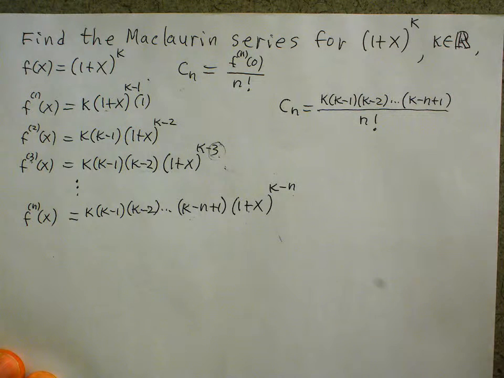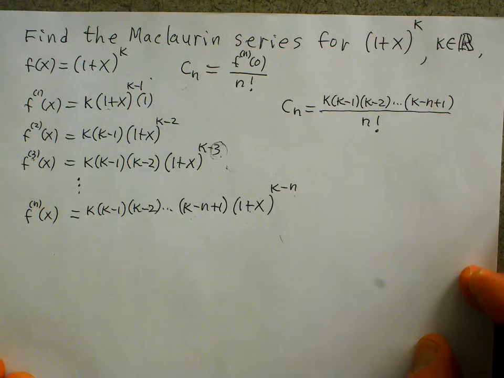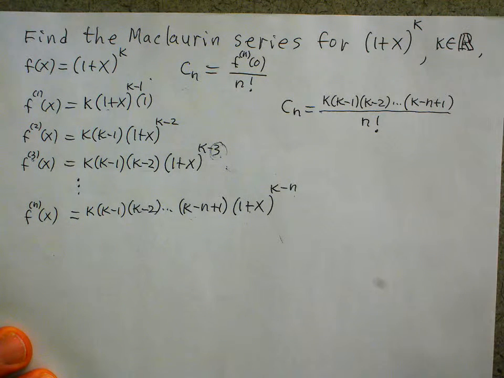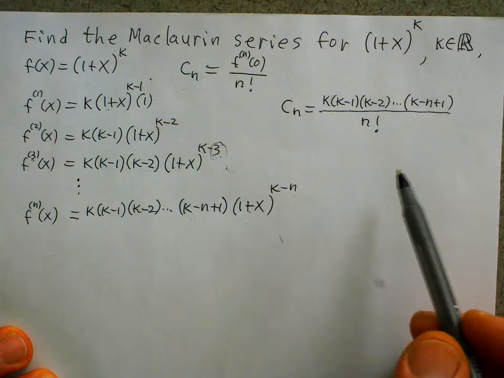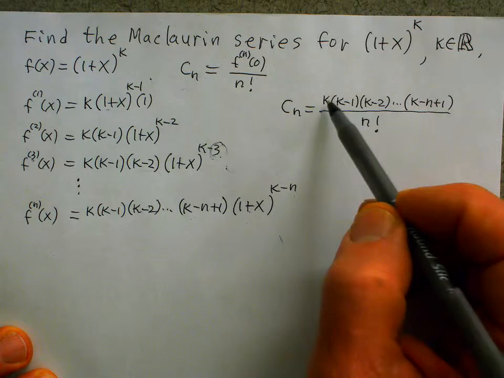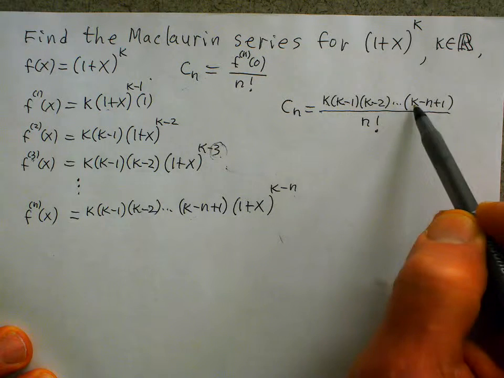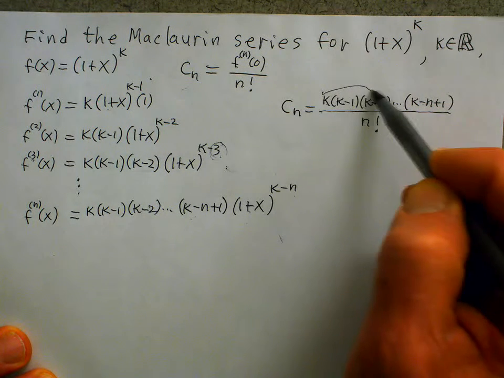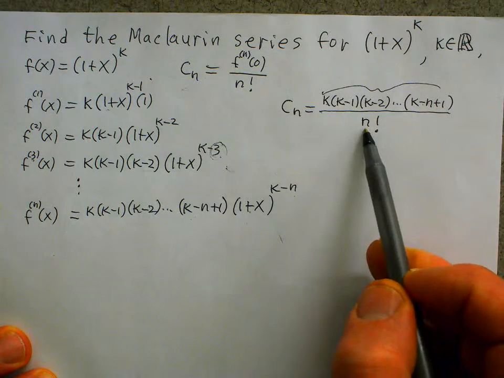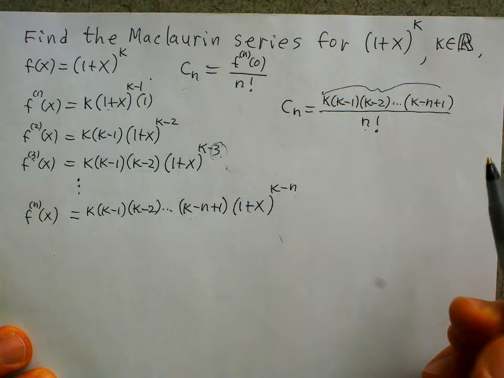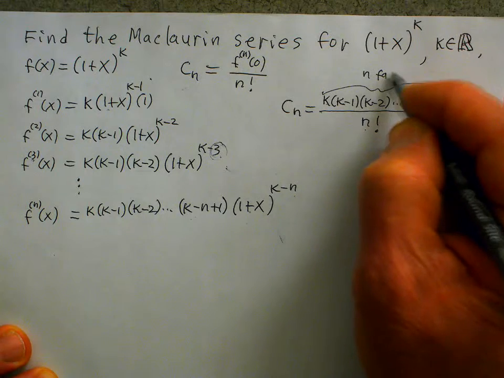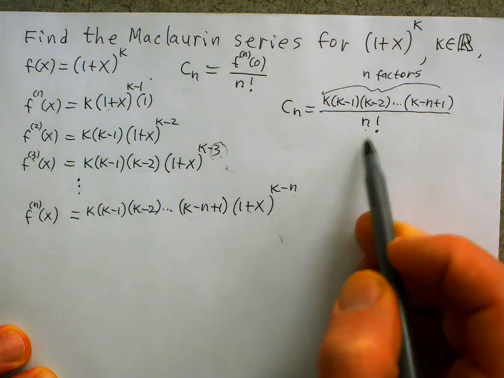So a couple of things to note that might be useful. I'll point this out again in a few minutes. But the number of factors that we're multiplying in the numerator is the same number as the factorial that we have in the denominator. So in the numerator, we have n factors, and the denominator is n factorial.